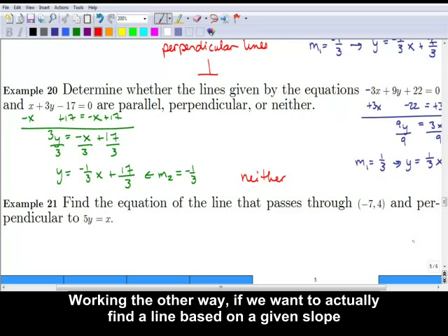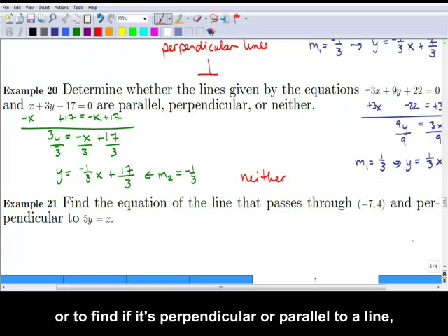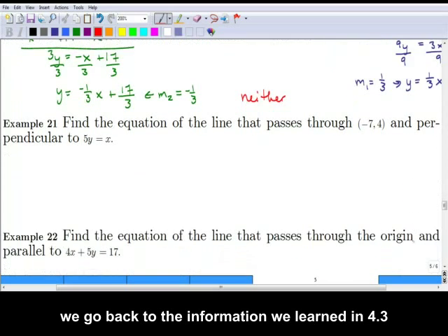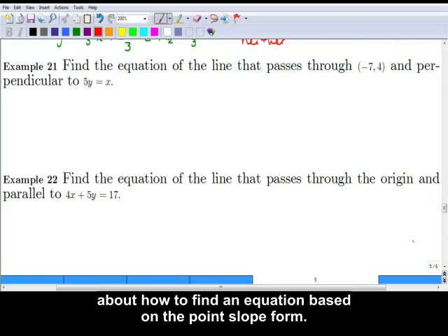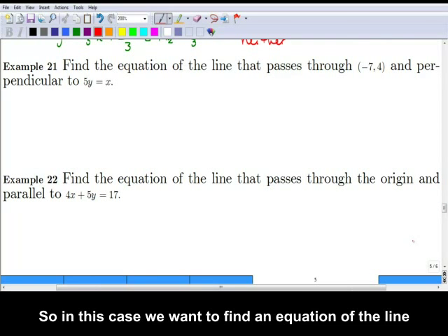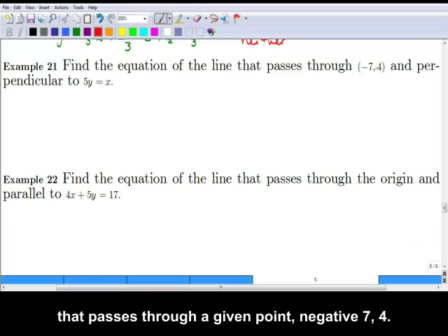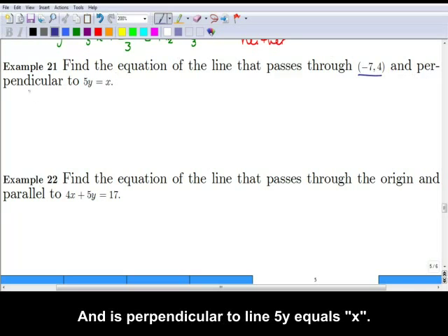Working the other way, if we want to actually find a line based on a given slope, or to find that if it's perpendicular or parallel to a line, we go back to the information we learned in 4.3 about how to find an equation based on the point-slope form. So in this case, we want to find an equation of the line that passes through a given point, negative 7, 4, and is perpendicular to the line 5y equals x.